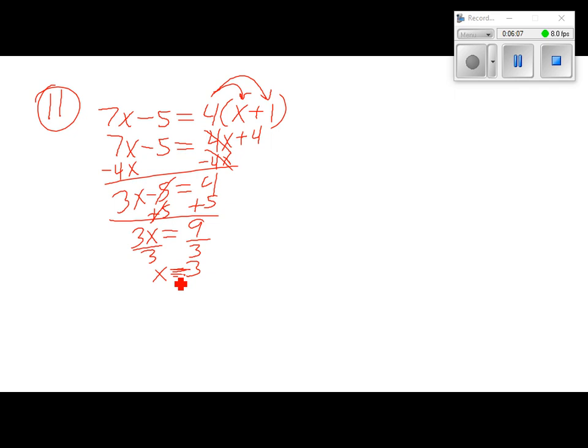RS is the second part of the segment, right? So 4 times 3 plus 1. What's that length? 16.